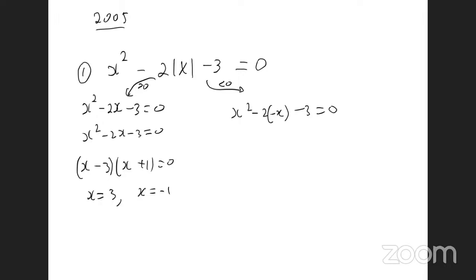And here we have x squared plus 2x minus 3 is 0. So we have x plus 3, x minus 1. X is minus 3 and 1. Right? So those are your 4 solutions.